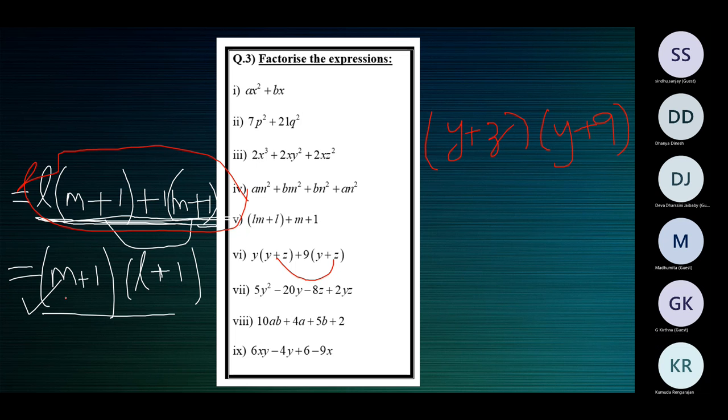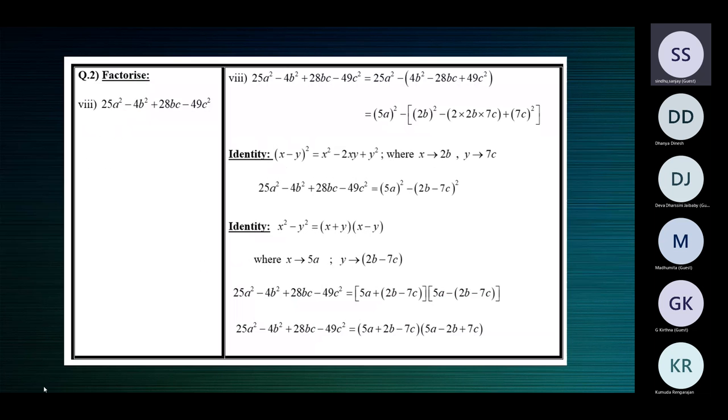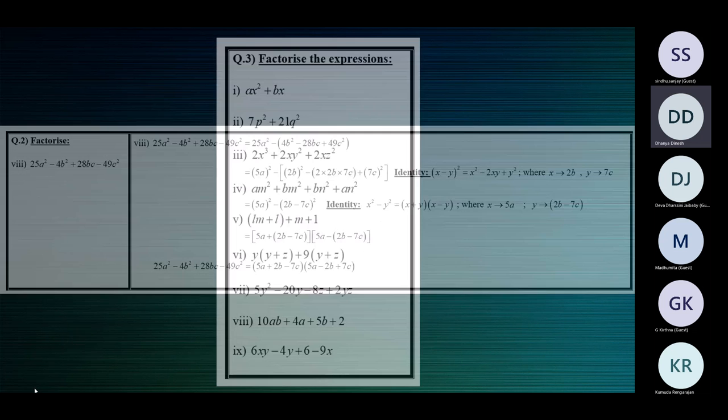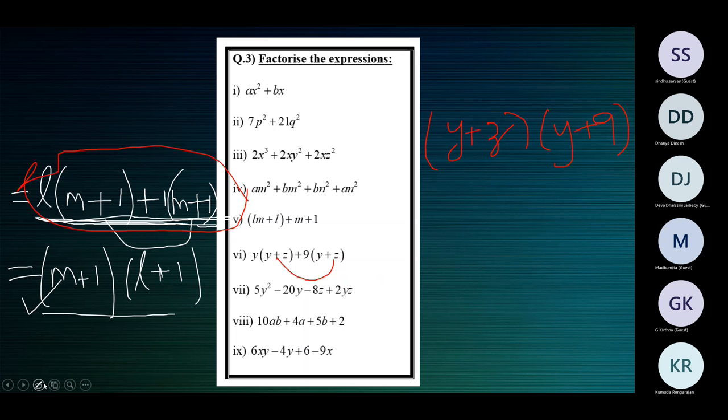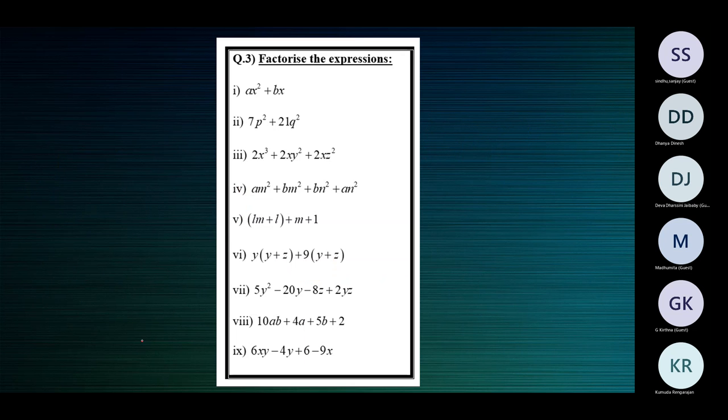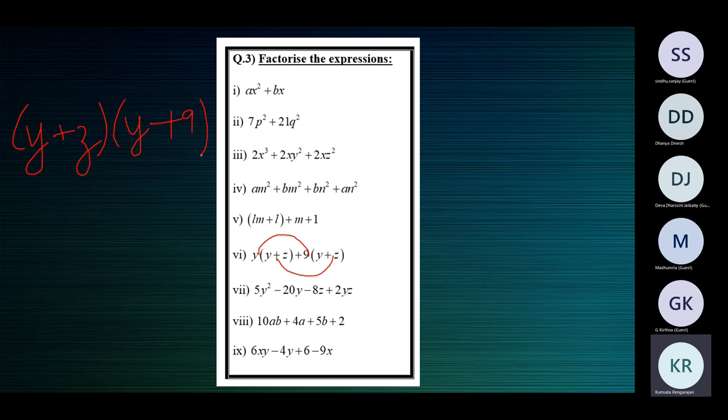Correct, children? Yes, ma'am. Okay. See, Y plus Z, Y plus Z, common. So Y plus Z once. And then this Y plus 9 in the other bracket. Anything first?